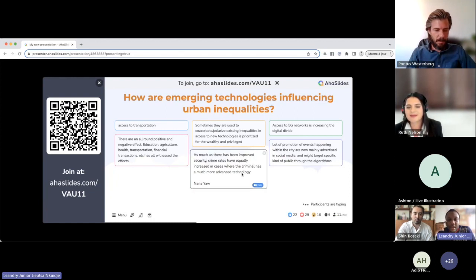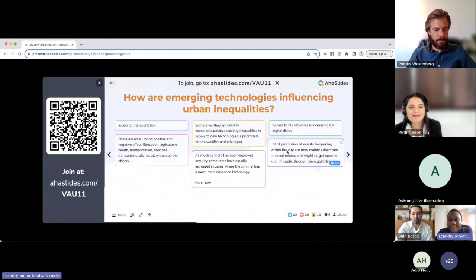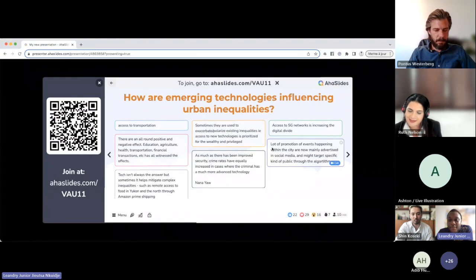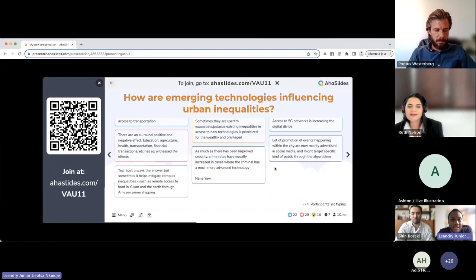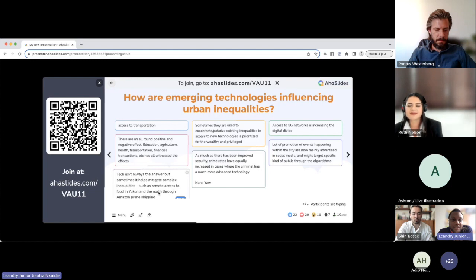So I see, Nanan, as much as there has been improved security, crime rates have equally increased in cases where the criminal has much more advanced technology. That's a good one. But another one: a lot of promotion even happening within the city is now made via advice on social media and targets specific kinds of breakthrough. It takes away answers, but sometimes it helps mitigate complex inequality, such as remote access to food in Yukon and the North Amazon shipping. They are all around positive and negative effects.